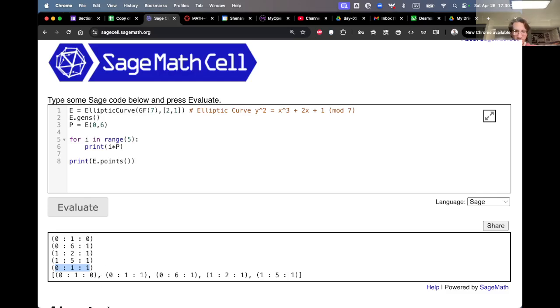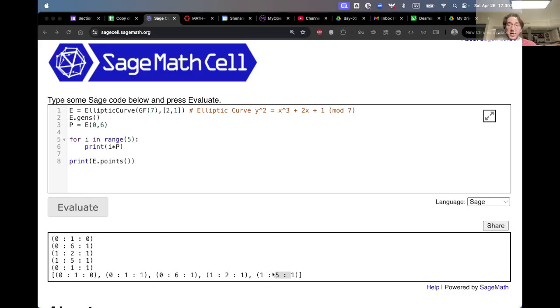So did we get every single point available? Well, identity, yes. And then the point (0, 1), yes. (0, 6) is our generator. (1, 2), yes. And (1, 5). So the point (0, 6) did indeed generate all of the points on this elliptic curve, which is pretty cool.